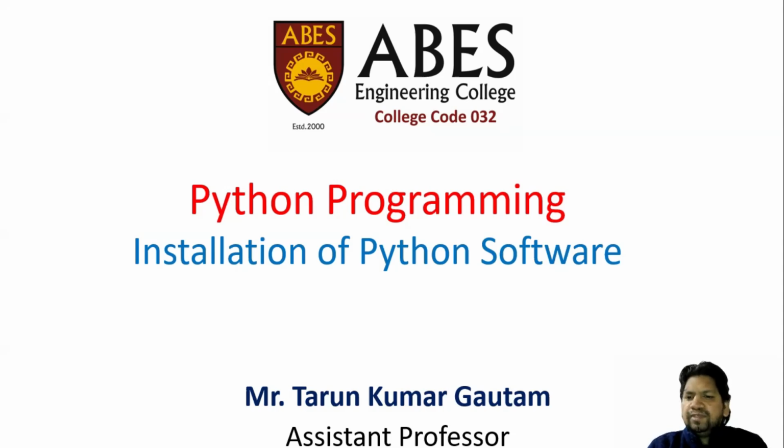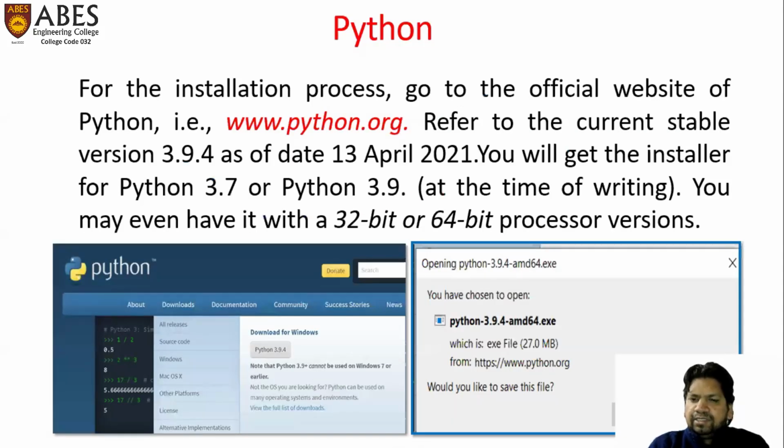In this lecture, we will deal with the installation of Python programming. We will see the installation of Python step by step, and it's very easy. First, Python provides all the programming software on the website www.python.org. For the installation process, go to the official website of Python, www.python.org. When you open this website, you can see the download menu. In the download section, you download the Python file.